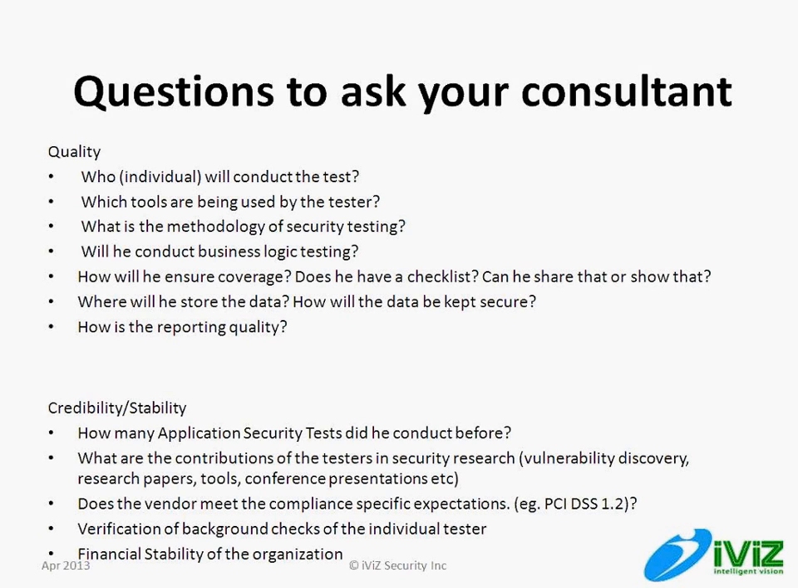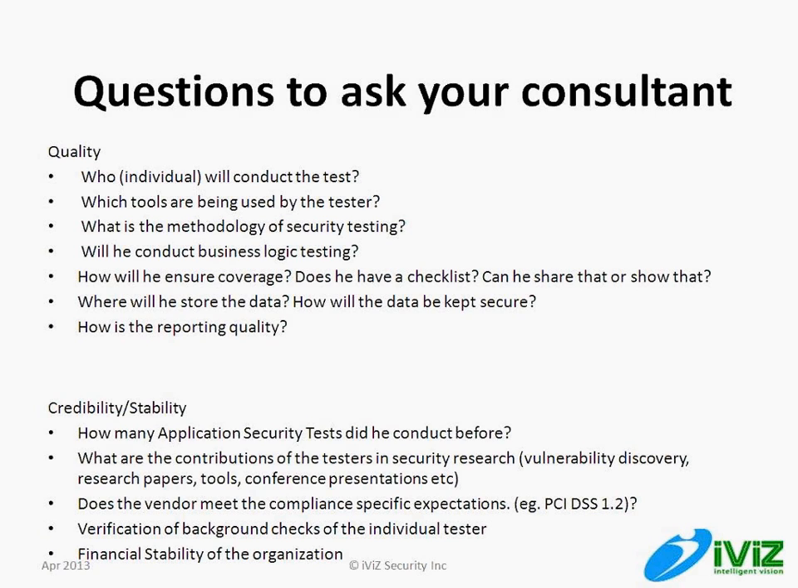So you need to know who will be conducting the test. When you hire a consultant, it's extremely important to know the individual. It's not just the organization, or rather I'll say it's not the organization, it's the person who's going to conduct the test. So you need to know the background of that person.